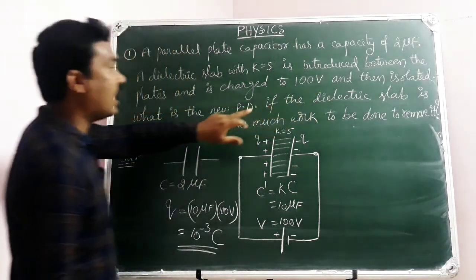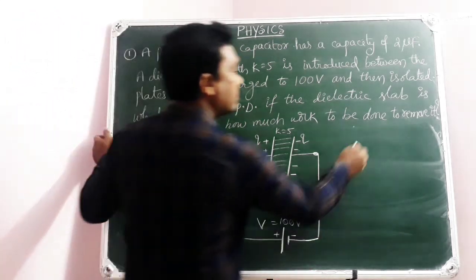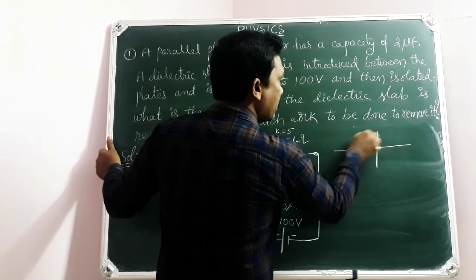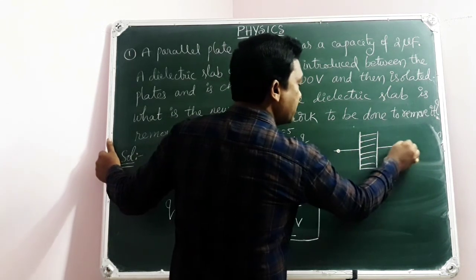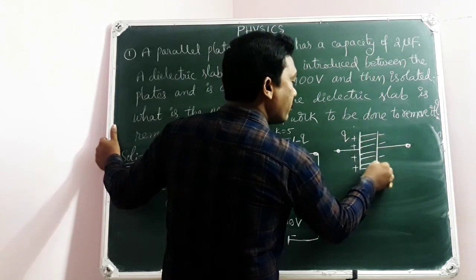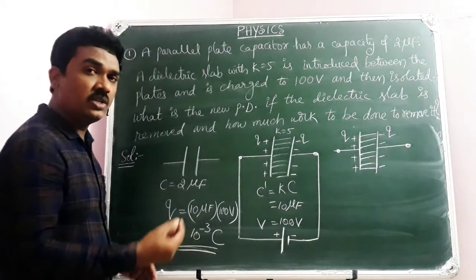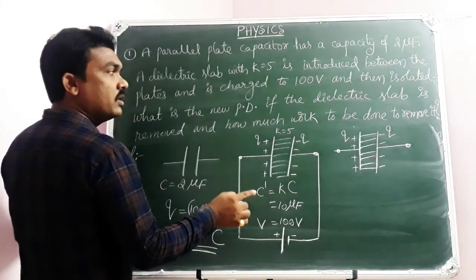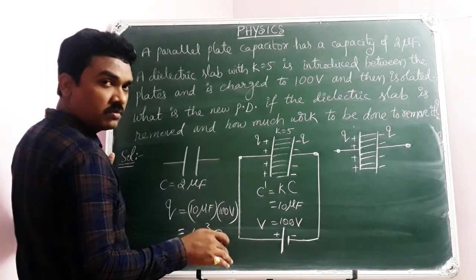Now this one is isolated. Now look at this. This is a capacitor with the dielectric material medium, but it is now isolated. Here the charge remains Q itself. Charge remains the same as Q only, because when the battery is disconnected, charge remains the same. But the potential difference between the plates is going to change. How is it going to change?